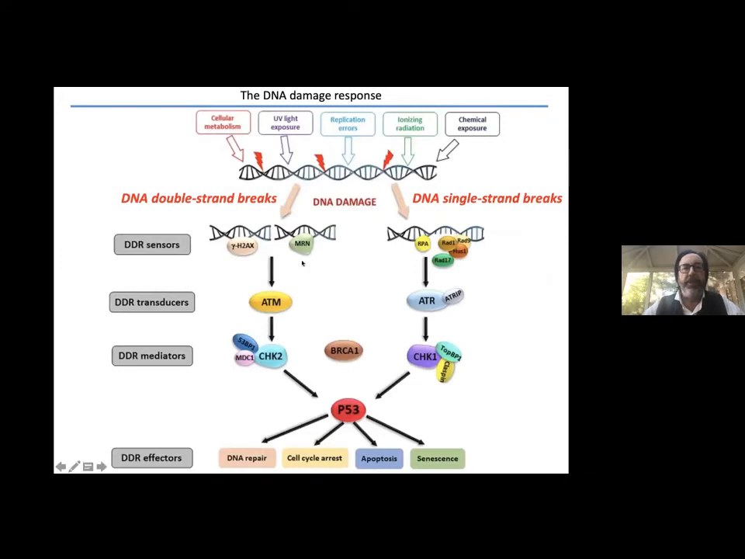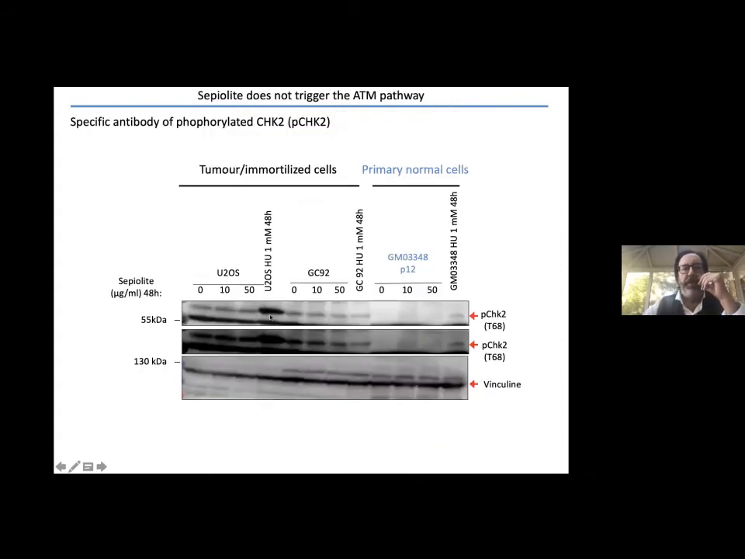After genotoxic stress, you have the activation of the cascade of kinases that will activate ATM or ATR, which will phosphorylate CHEK2 or CHEK1 protein that then will lead to the cell cycle arrest, DNA repair, and so on, and also to apoptosis. So we measure the phosphorylation of CHEK1 and CHEK2 after treatment, which we know, as a control, activates phosphorylation of CHEK1 and CHEK2. Here is in transformed cells, cancer cells. Here is the primary fibroblast, normal cells.